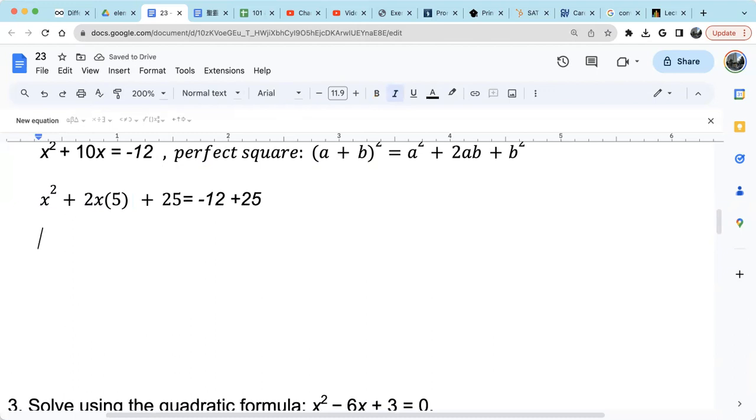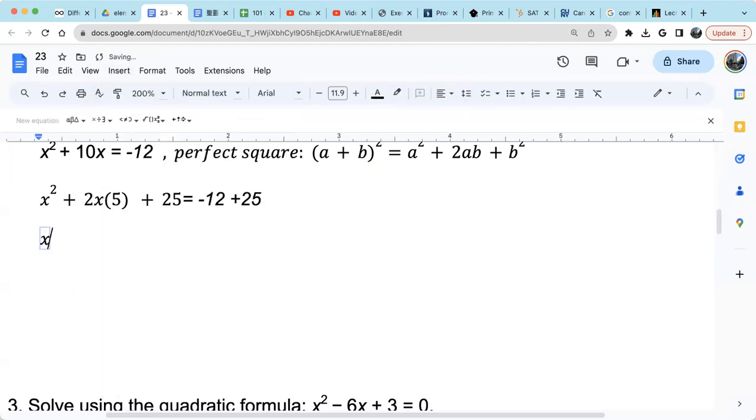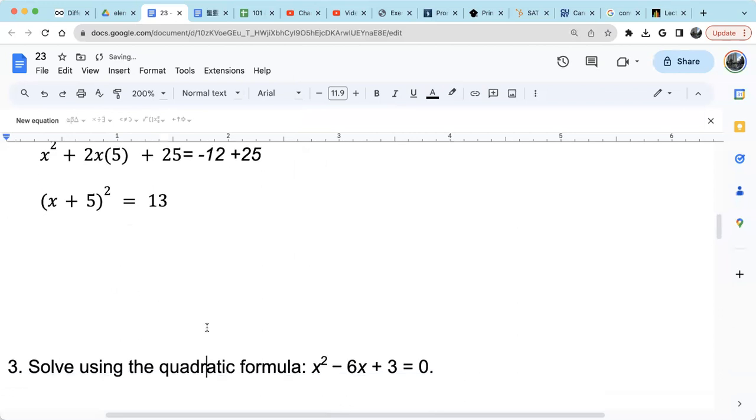Now the left-hand side is a perfect square. It's x plus 5 squared, using this equation, equals the right-hand side of -12 plus 25, which is 13.